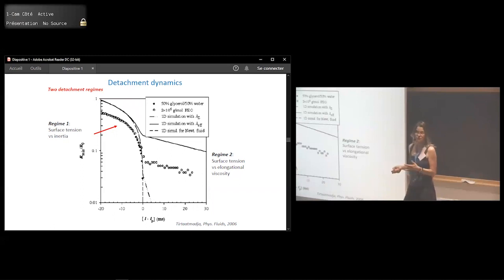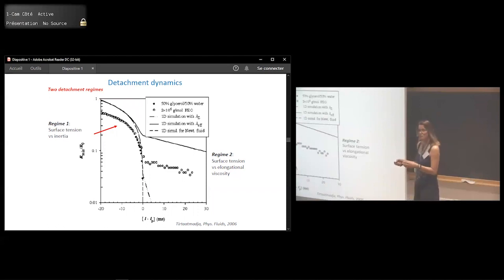Now if you put a little bit of polymer, you see that in the beginning you will follow this curve which is given by the pure water, and at some well-defined radius you would actually transit to another regime. This is the regime that we saw, which is very strongly slowed down, where the thinning of the filament really takes a long time.